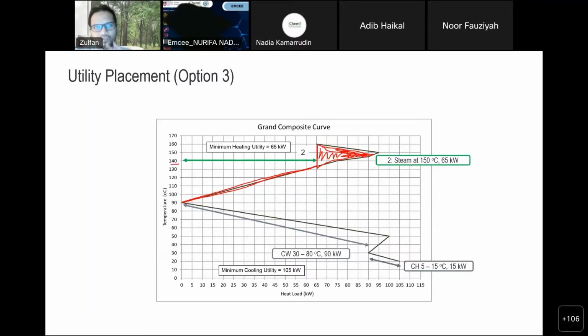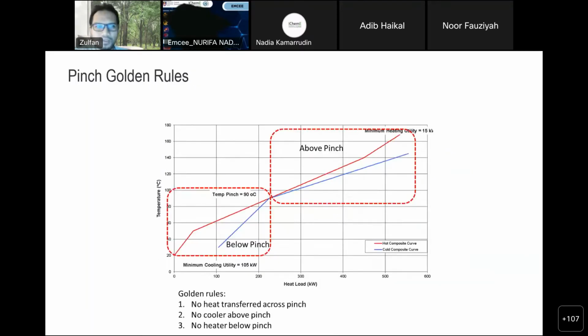If these two steam levels have different cost prices, and the steam at 150 degrees C is cheaper, then we have to use this 150 degrees C to fulfill the heating utility. And then for the cooling utility, you can have chilled water from 5 to 15 degrees C, and then cooling water from 30 degrees C to 80 degrees C. So this is option number 3. There are plenty of other options which I'm not going to go through. Pinch golden rules on the design.